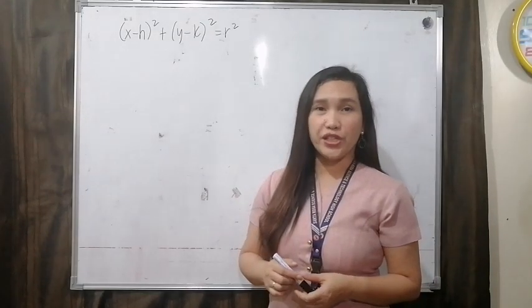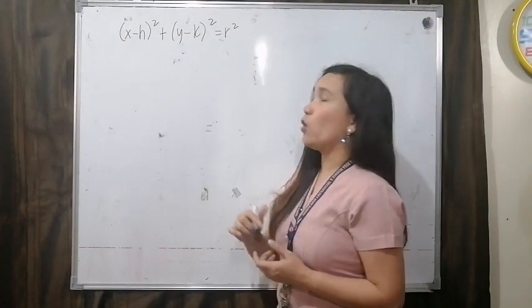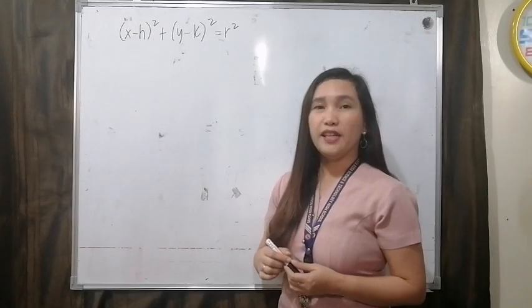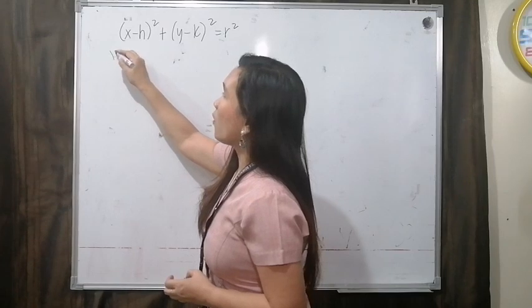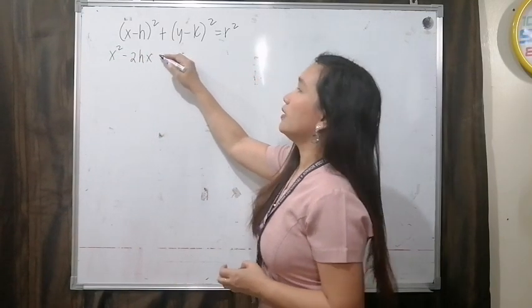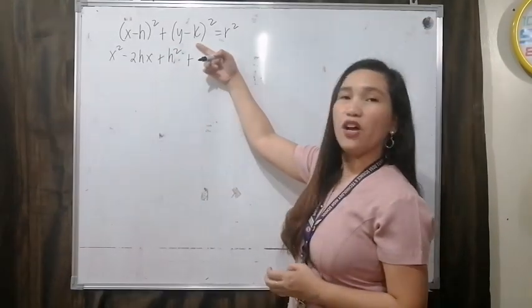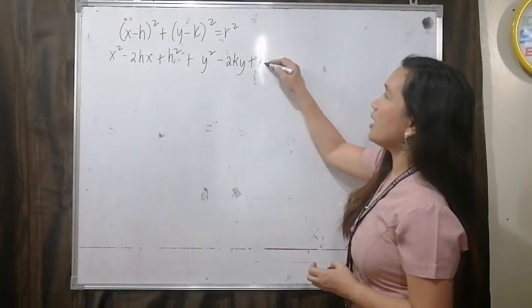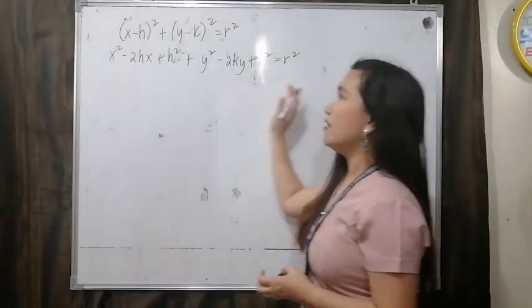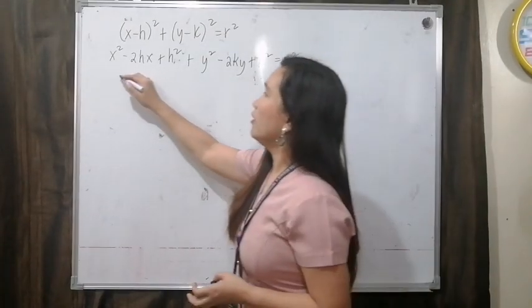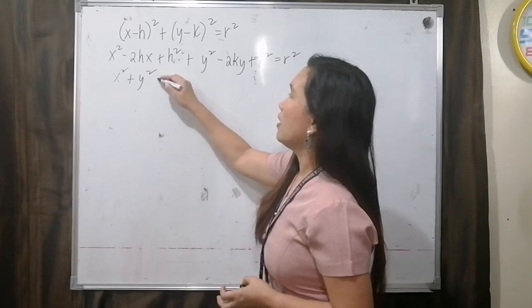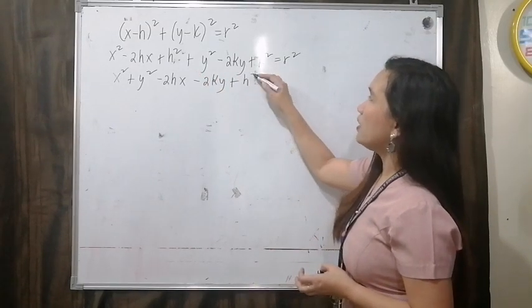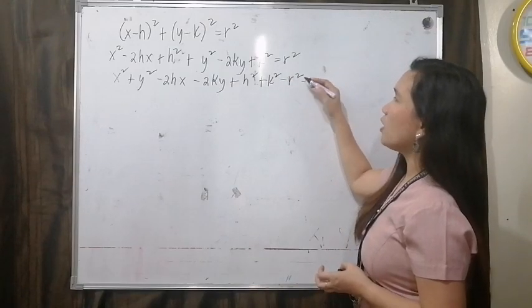Consider again the standard form of an equation of a circle, (x - h)^2 + (y - k)^2 = r^2. Since we are after the general form of an equation of a circle, let's try to expand each binomial. We will have x^2 - 2hx + h^2. Then the square of y - k, that is y^2 - 2ky + k^2 = r^2. Then let's rearrange the terms in this equation. We will have x^2 + y^2 - 2hx - 2ky, then the constant h^2 + k^2 - r^2 = 0.